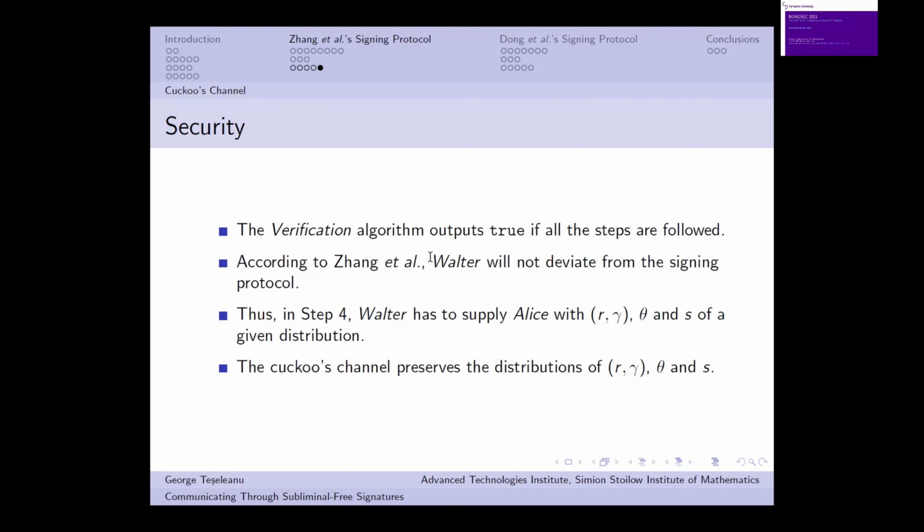Since the two distributions are statistically the same, nobody can say that. And also, we showed in the paper that the cuckoo channel preserves exactly this distribution.